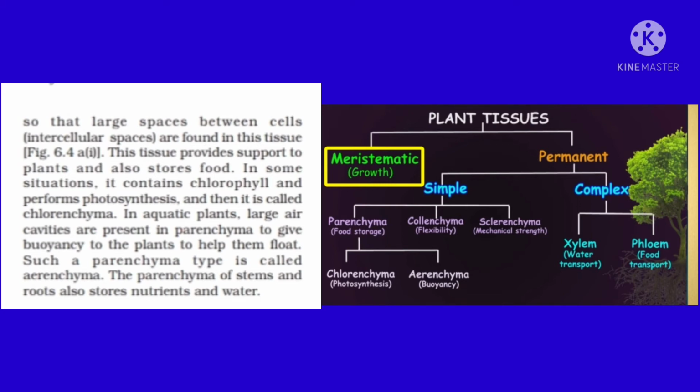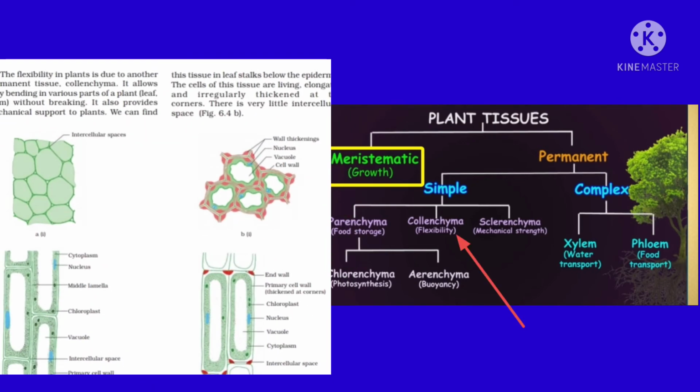The second type of simple permanent tissue is collenchyma. Here, between the cells, there is a very small amount of space, that means intercellular space is very little. The cells of this tissue are living. Collenchyma cells are elongated and irregularly thickened at the corners. That means only at the corners can you find a little thickness.